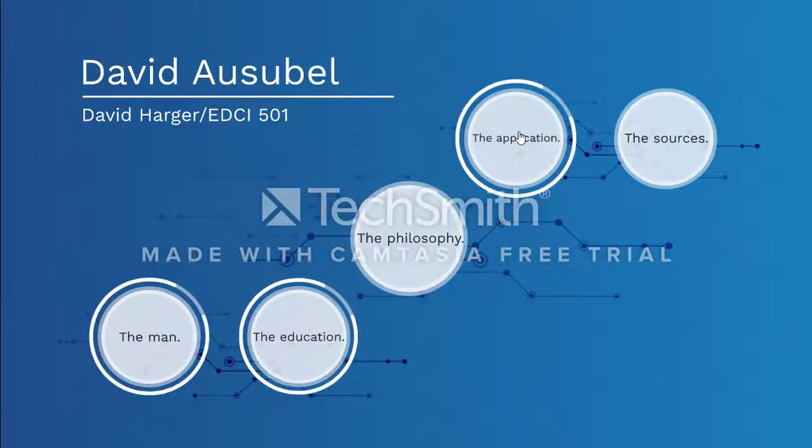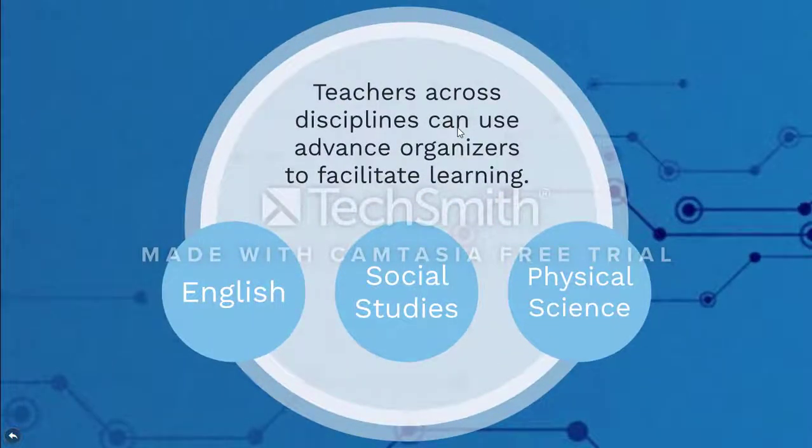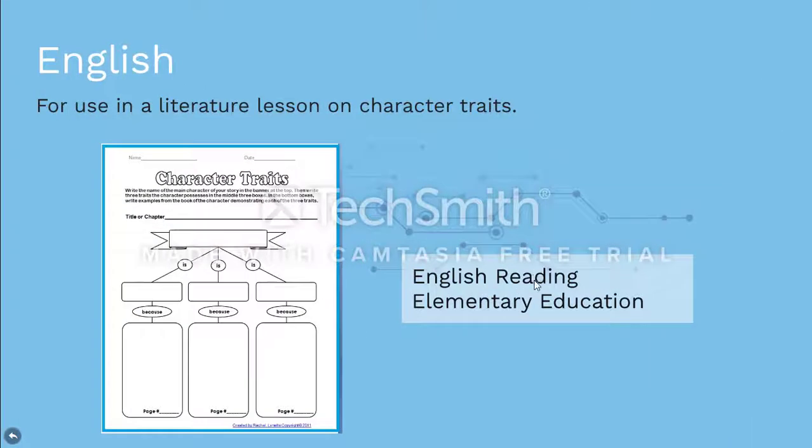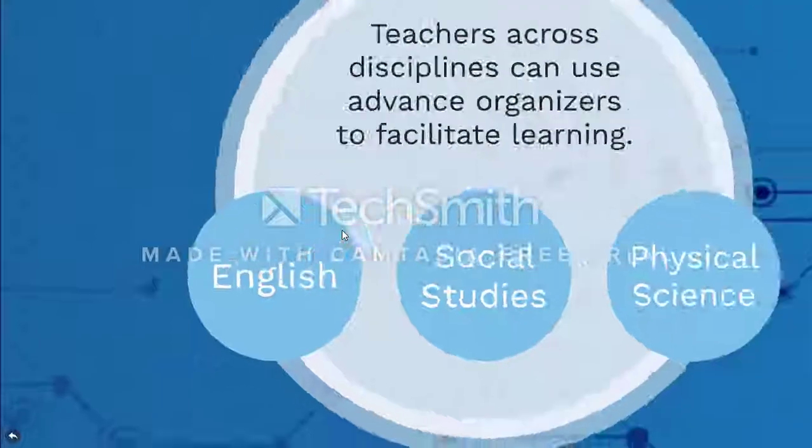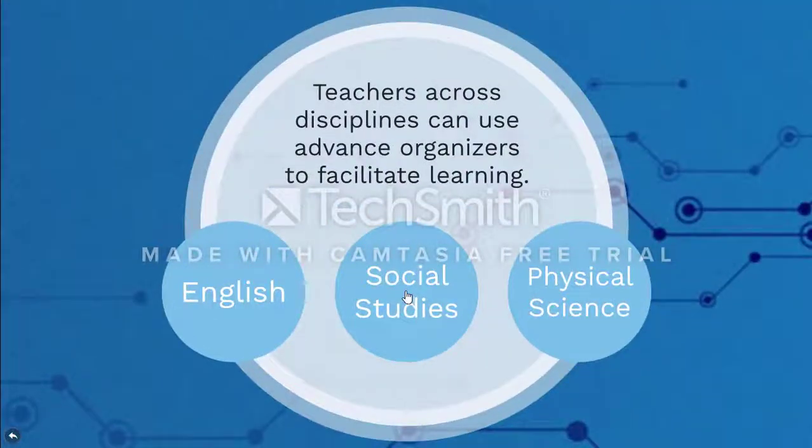So this is how teachers can really use this knowledge in their classrooms. I came up with a couple different examples and went online and found some advanced organizers to use in these different content areas. The first one, English, and in reading class, elementary ed. You could use this as an advanced organizer to talk about character traits. I'll of course put this all online. If somebody wants to access it, they can do that.